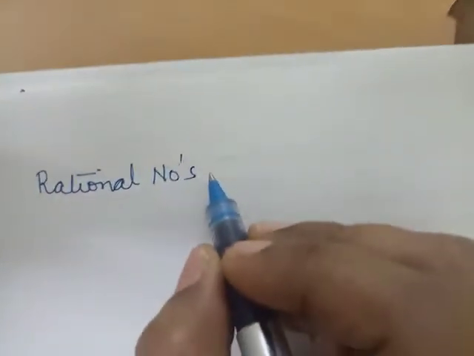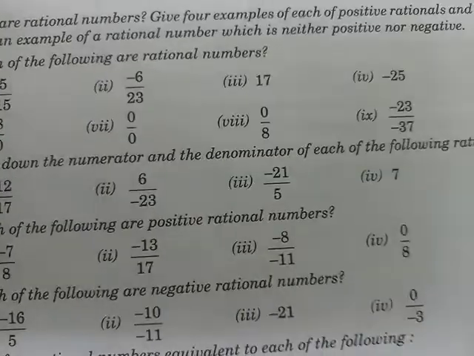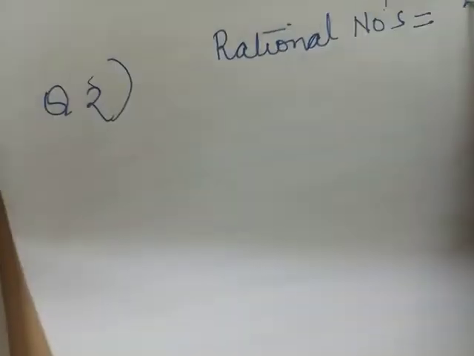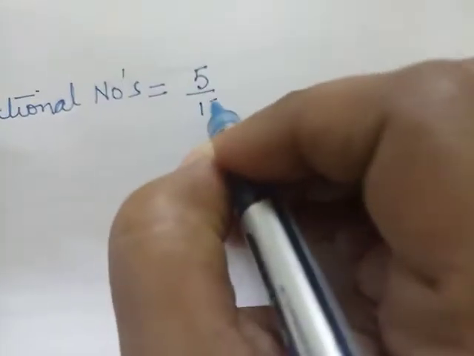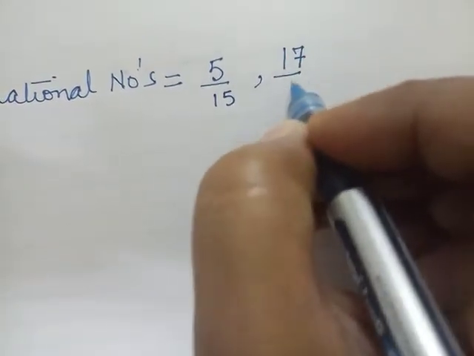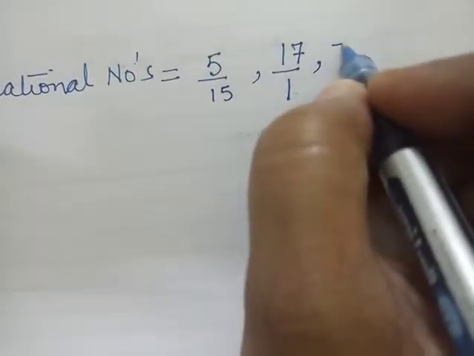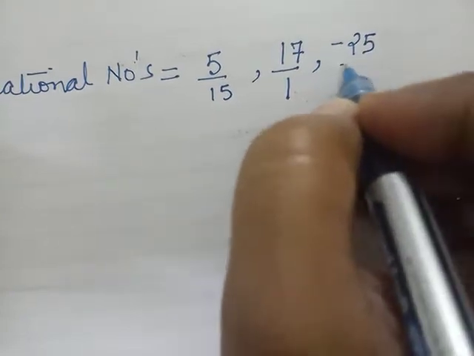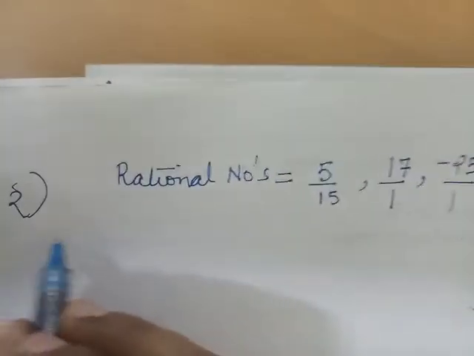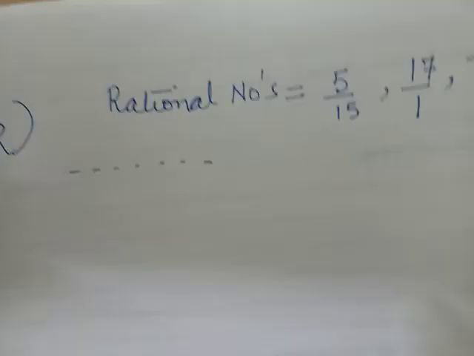And whichever numbers are there, write them in that. As it is, 5 by 15. 17, write 17 by 1. Minus 25, write minus 25 by 1. So this way you write all the rational numbers in the same line.